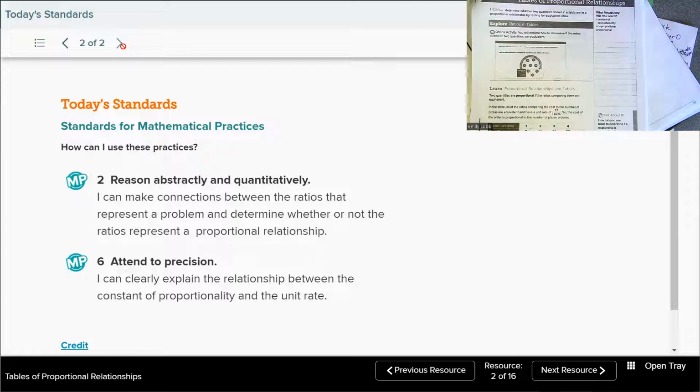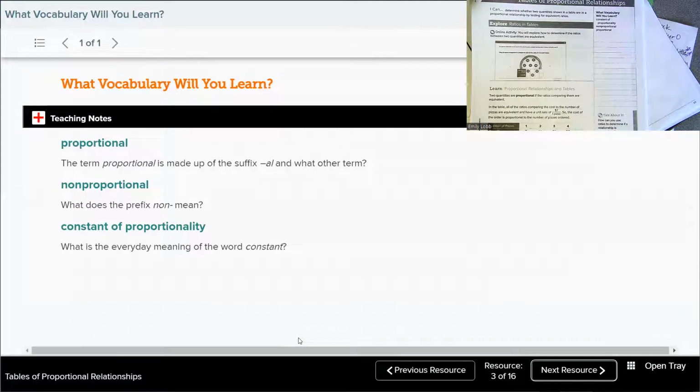Do we remember the unit rate? Hopefully, remember our first divided by our second to determine the unit rate. We're also determining unit price, right? Proportional, on the right column, you have some vocab. The term proportional is made up of the suffix -al and what other term?